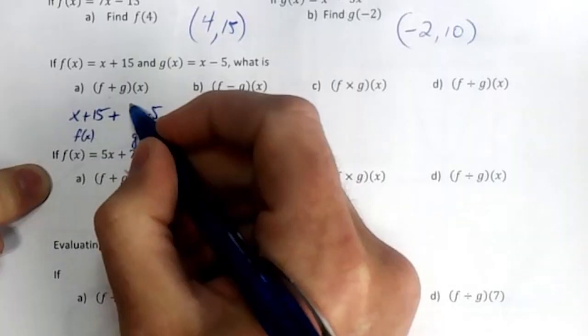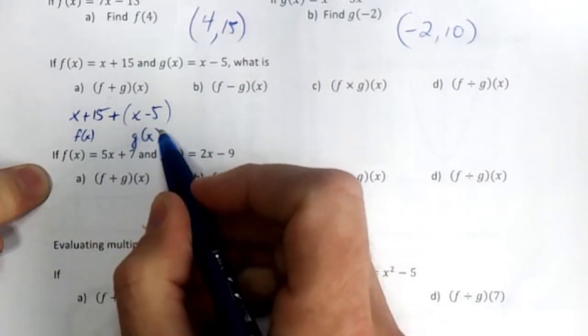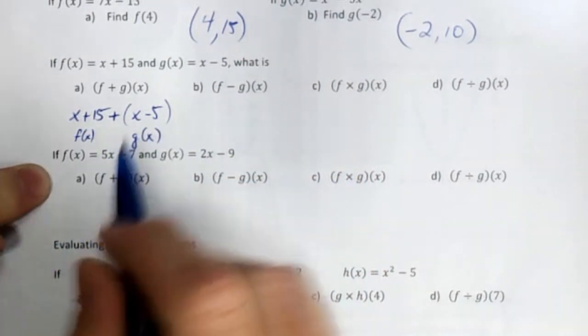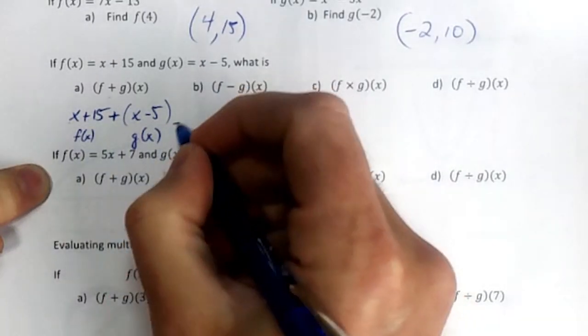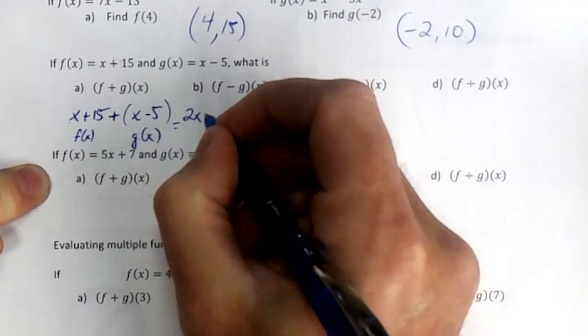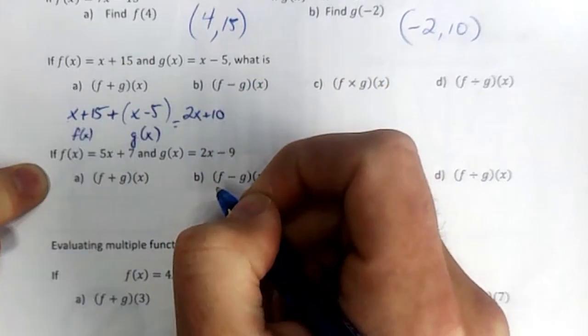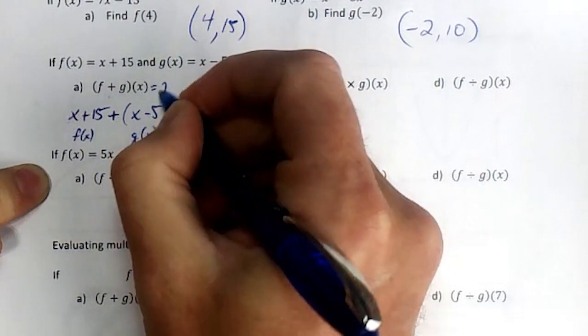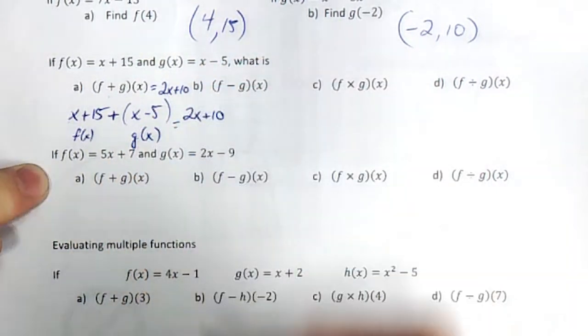Now with a plus sign, we don't need the brackets, but it's good to remember that there are actual brackets before we add them. So x plus x equals 2x. 15 minus 5 is 10. So f plus g of x is 2x plus 10.